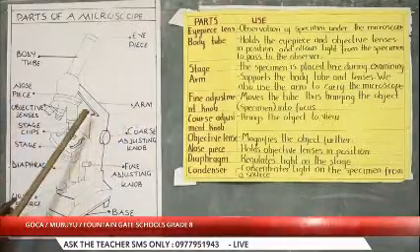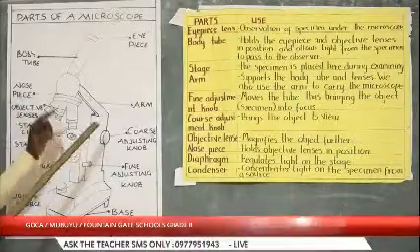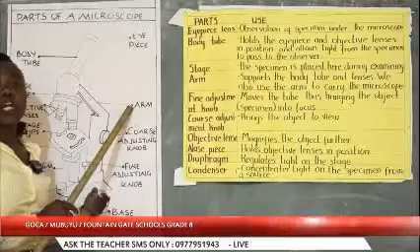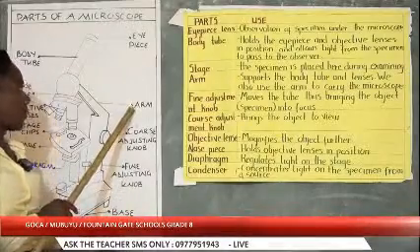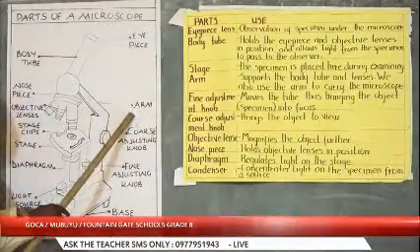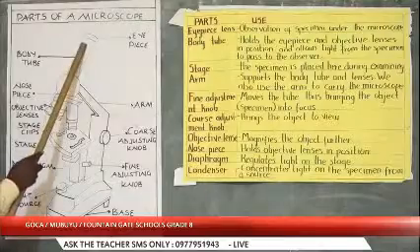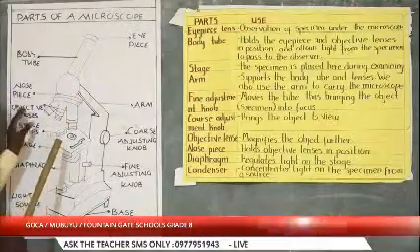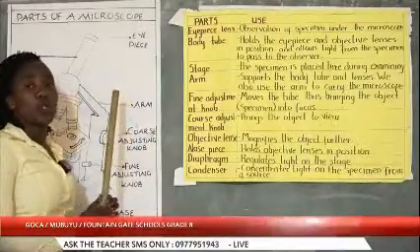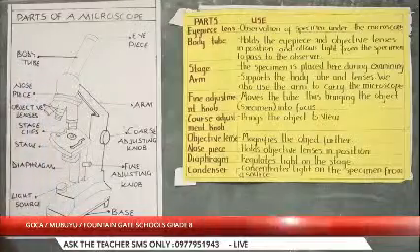Apart from supporting the body tube and the objective lenses, it is also used to do what? To carry a microscope. So the arm has got two functions. One, it supports the body tube, which is here. Apart from supporting the body tube, it also supports the objective lenses. Apart from doing that, the arm is also used to carry what? The microscope. Are we together, class?